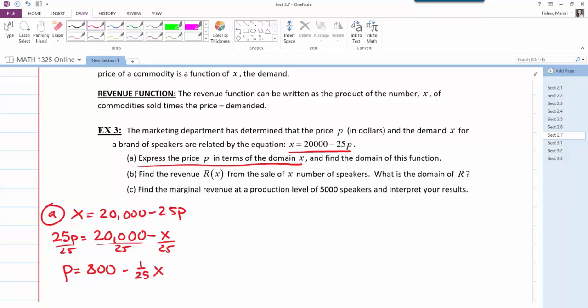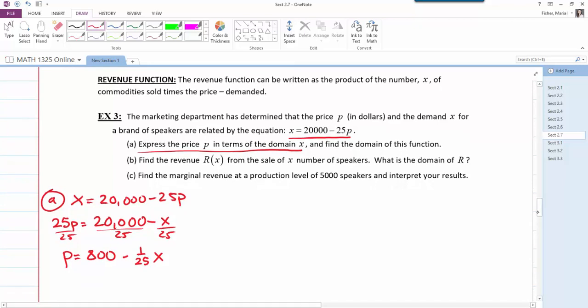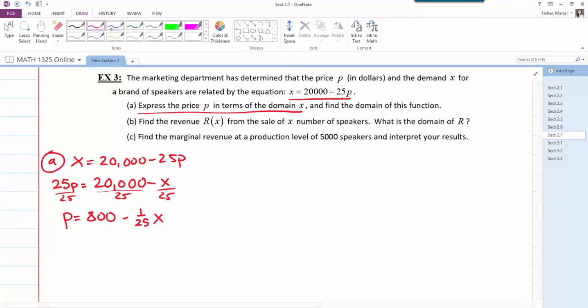What's the domain of this function? Remember, X represents the demand. The smallest amount of demand that you can have is nobody wants your product, and if nobody wants your product, then the least amount that you can have is 0. So 0 is the smallest demand that you could possibly have. Now we need to figure out the most demand that we could possibly have for this product.